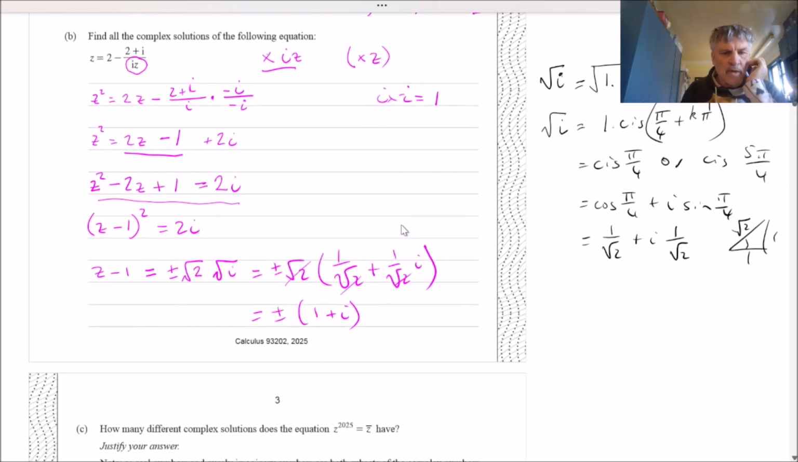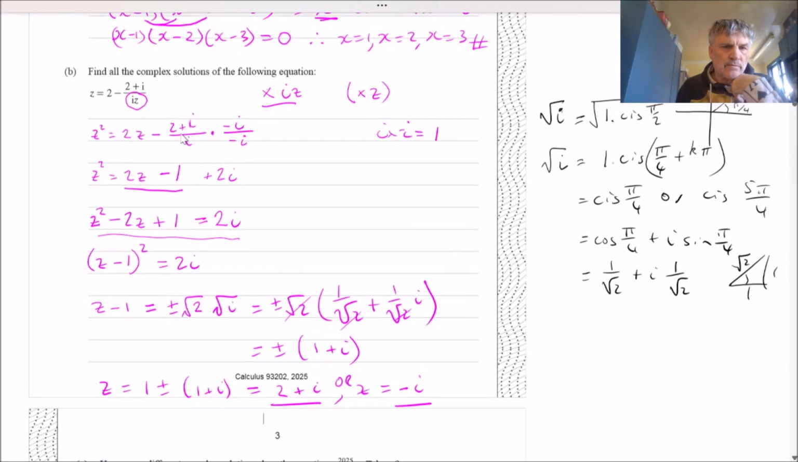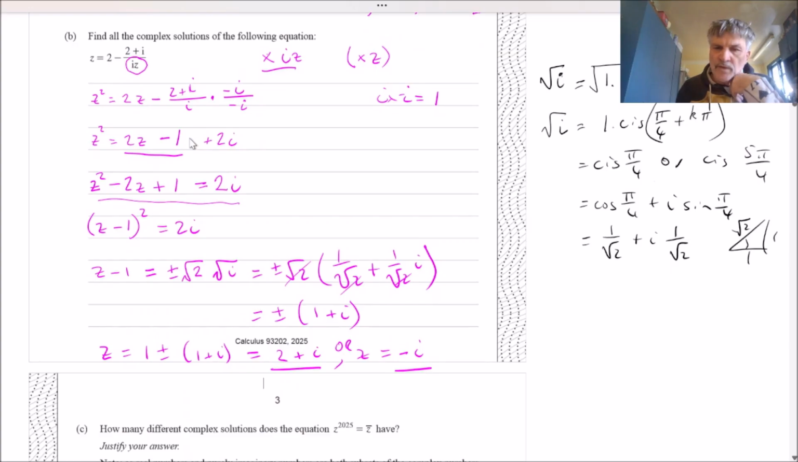Not done, am I? We've got a z minus 1 on this side, so z is equal to 1 plus or minus 1 plus i. And that's 1 plus 1 is 2 plus i, or 1 minus 1 is 0, 1 minus i is minus i. So these are the two solutions of this equation.